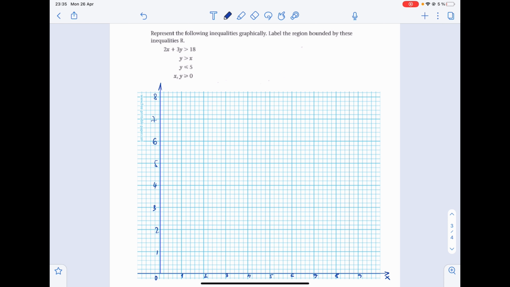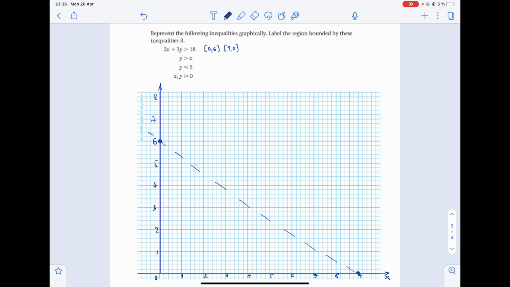So let's start with the first one. What we need to do is to identify at least 2 points that the line 2x plus 3y equals 18 is passing through. So I'll choose the intercepts. First intercept is 0, 6. That's the y-intercept, and the x-intercept is 9 and 0. So identify those points. 0, 6 is here. 9 and 0 is here. And then sketch the line. That will be dashed because there is no equal sign in the original inequality.